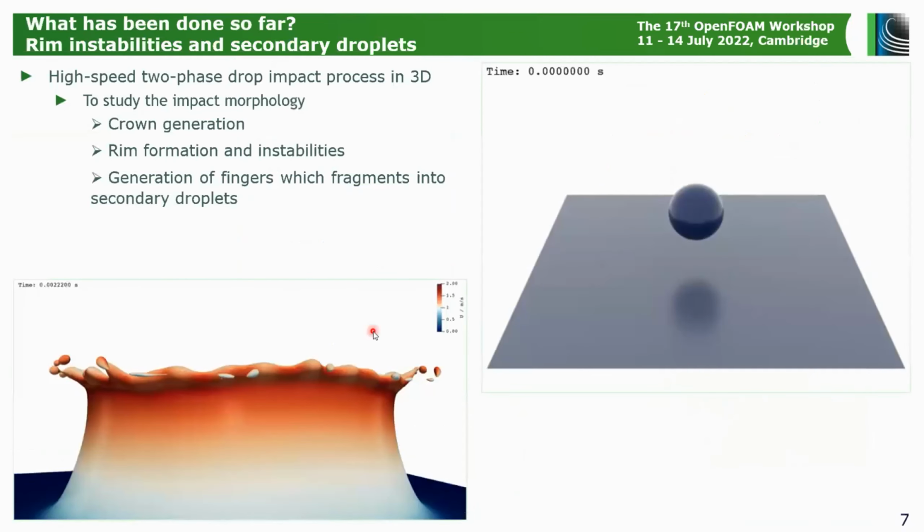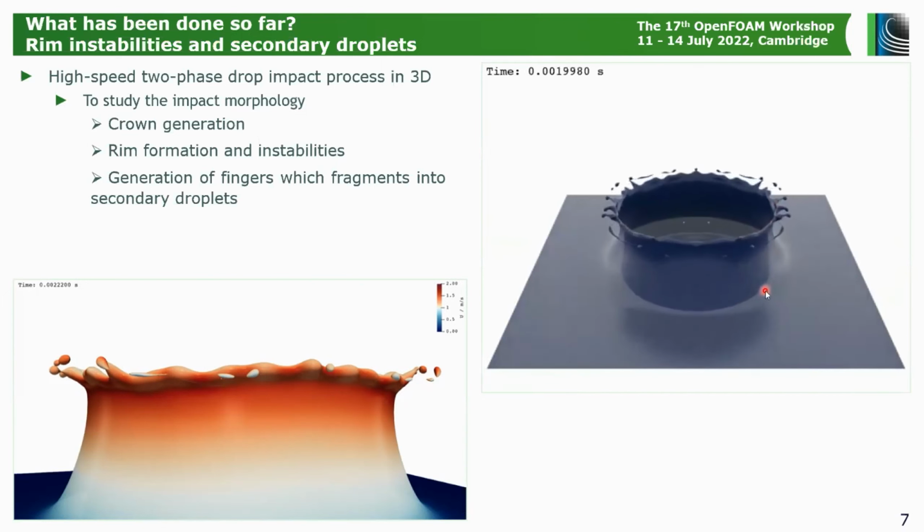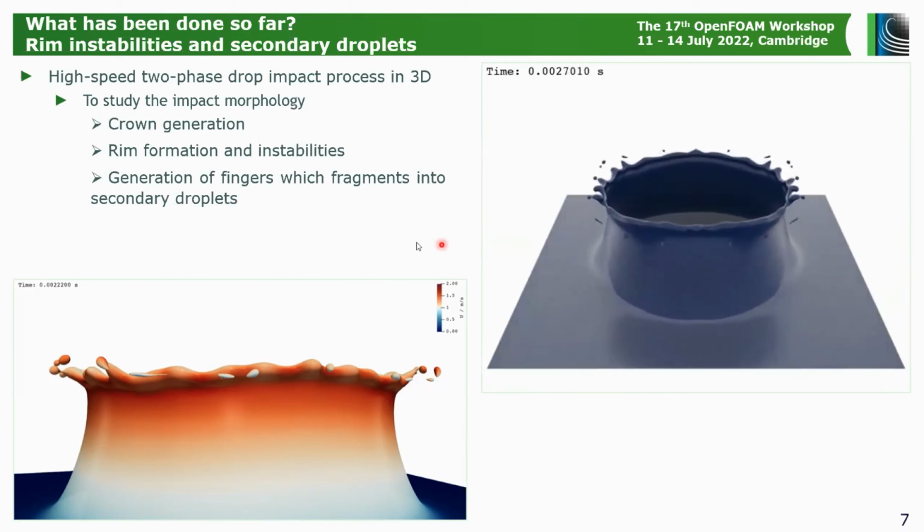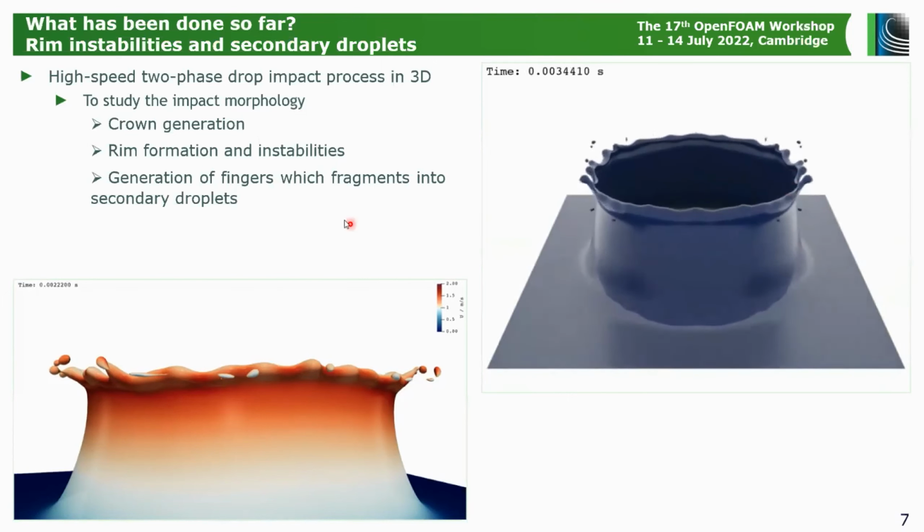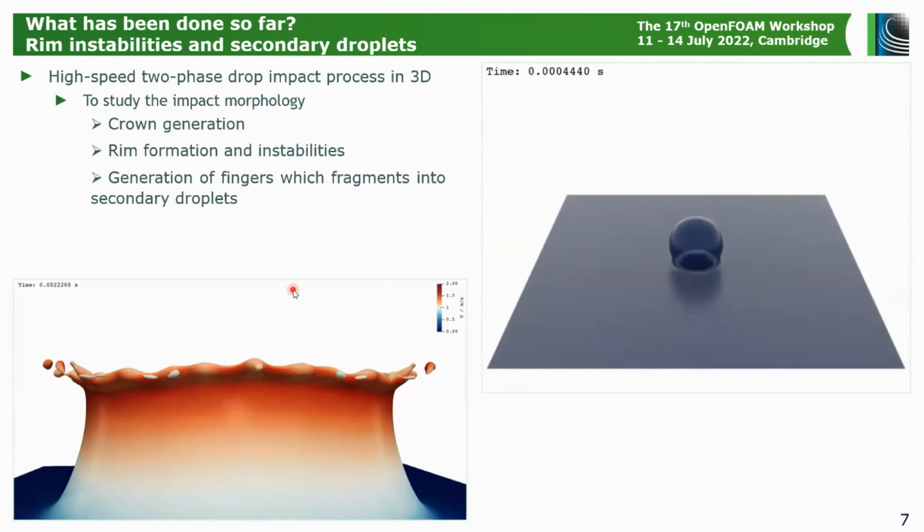Now, we were also interested in the process that basically generates these secondary droplets. So we performed a high-speed two-phase droplet impact simulation in 3D. Here, the Reynolds number is more than 1,000. So we were interested to study the impact morphology. This is the simulation setup, where we have generation of the crown, and rim formation and instabilities. This rim formation and instabilities lead to generation of these fingers, and these fingers fragment into secondary droplets.